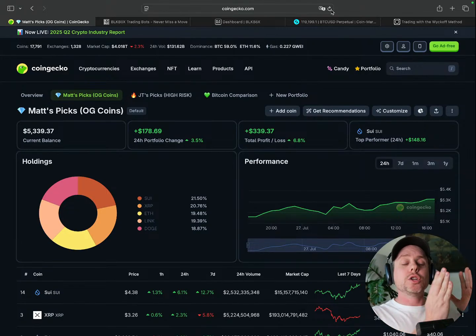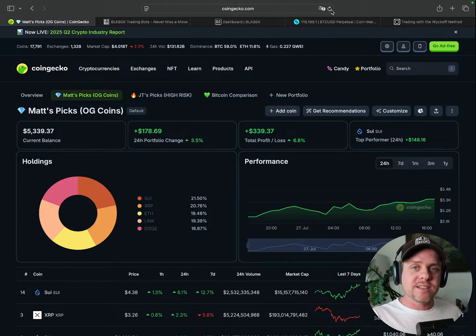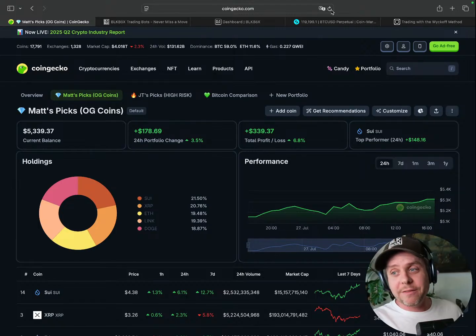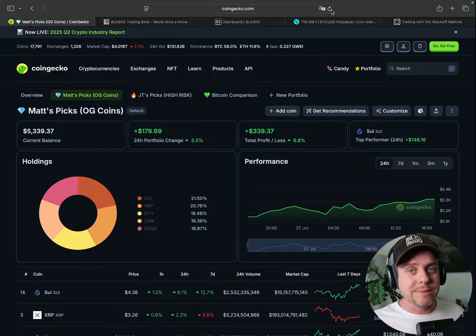Matt went with tried and true coins that have been around for a long time, with the added benefit that since they have street cred, since they've been around for a while, you could see traditional finance adopt them and get some ETFs, which would bring a ton of demand for those assets.